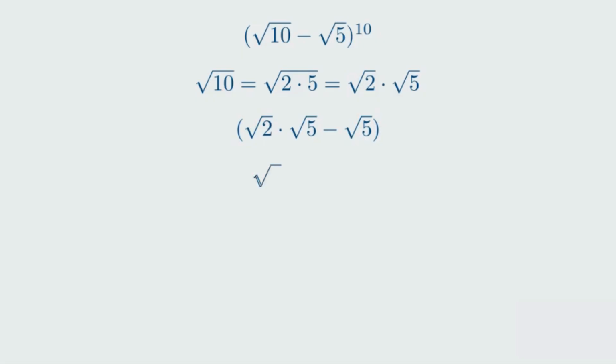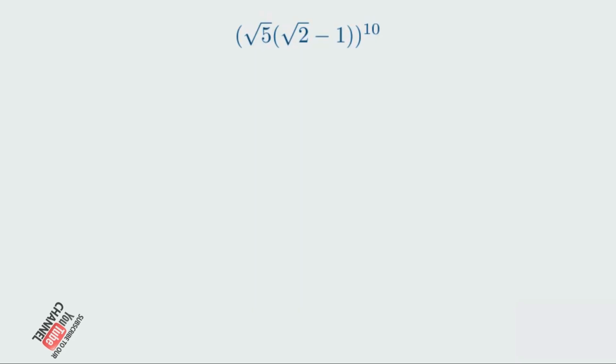Factoring out square root of 5 leaves us with square root of 5 times the quantity square root of 2 minus 1. This expression is still inside the larger parentheses. Now, let's put it all together. Our original expression simplifies to the quantity square root of 5 times the quantity square root of 2 minus 1, all raised to the 10th power. This is a product raised to a power.